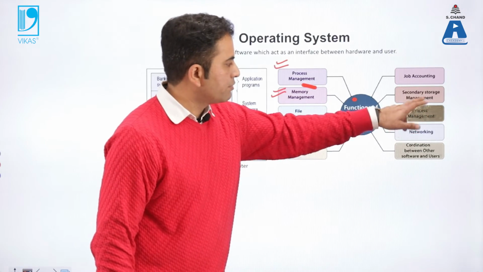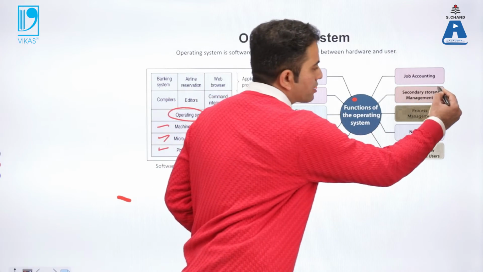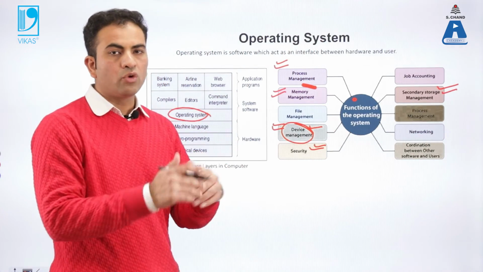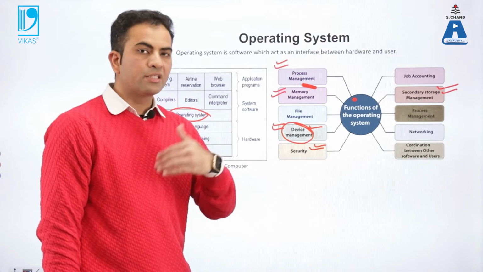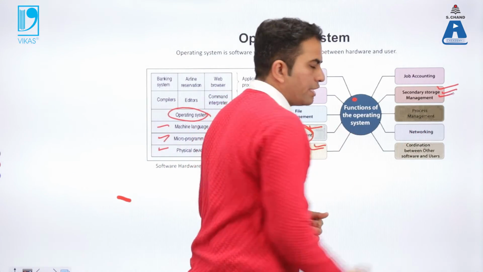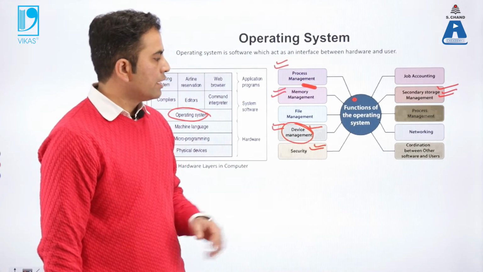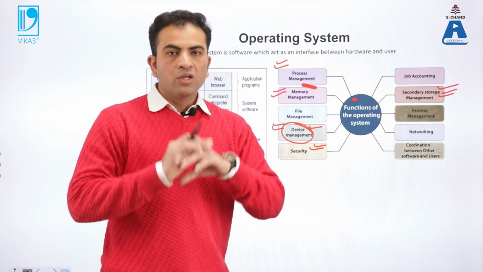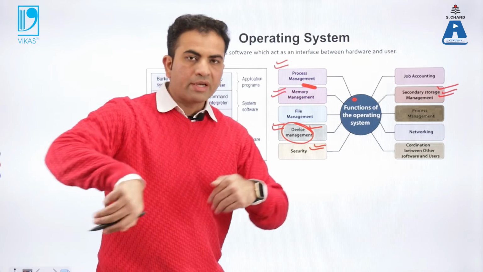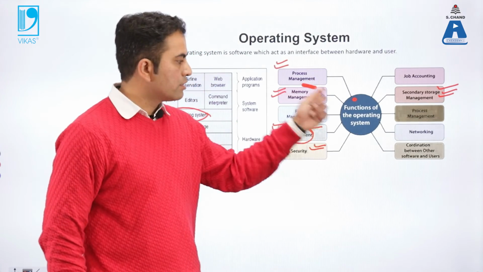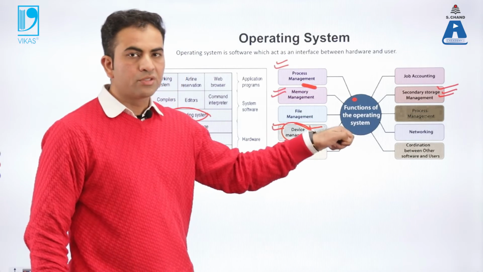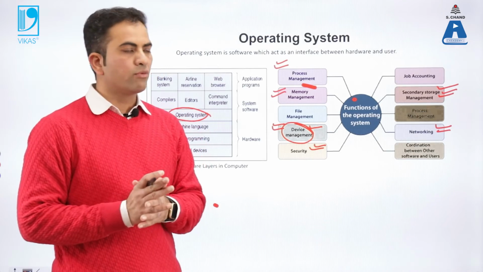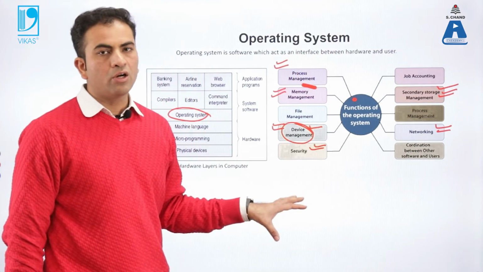Then secondary storage management. Secondary storage management means external drives. One hard disk is permanently associated with your hardware. If you want to add a temporary hard disk, an external hard drive, then this is also managed by the operating system. And networking, when multiple devices are connected with each other. Without an operating system, the devices cannot be connected with each other. So there is a hand of the operating system which gives the facility of networking so that multiple devices can connect in one network. So these are the basic functionalities of the operating system.